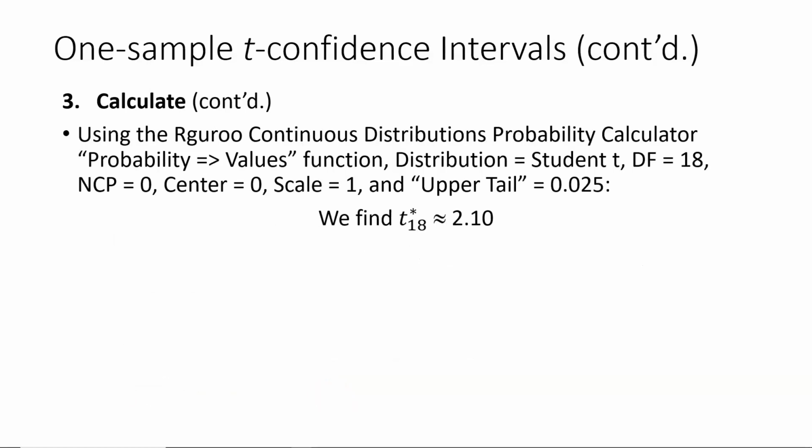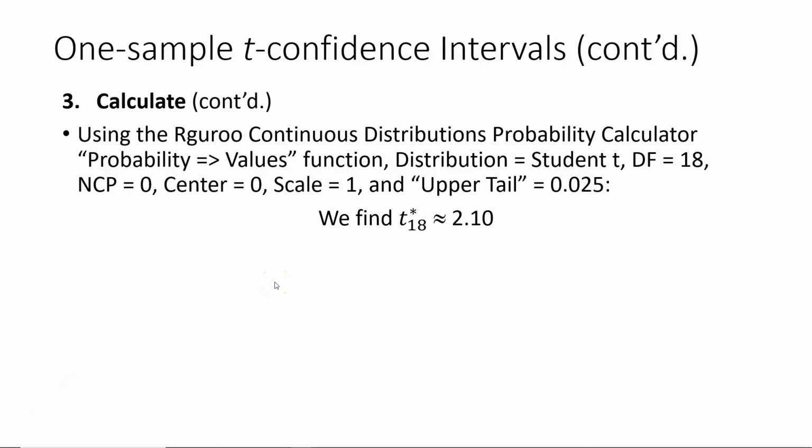We then use the RGuru continuous distributions probability calculator, probability to values function. We set the distribution equal to the student t distribution. Our degrees of freedom is 18. We set NCP, which I won't cover, center equals 0, scale equal 1. Those are default values that you always set. And then our upper tail area is 25 thousandths, and we get a value from the calculator of 2.10. Keep in mind that this work I've shown on this slide would be what you would need to write down for your RGuru work when you find a t asterisk value.